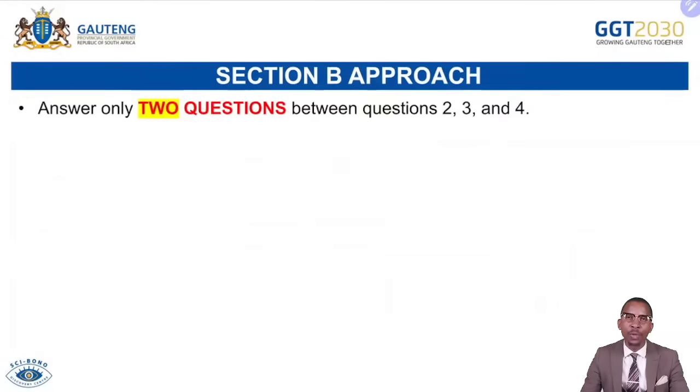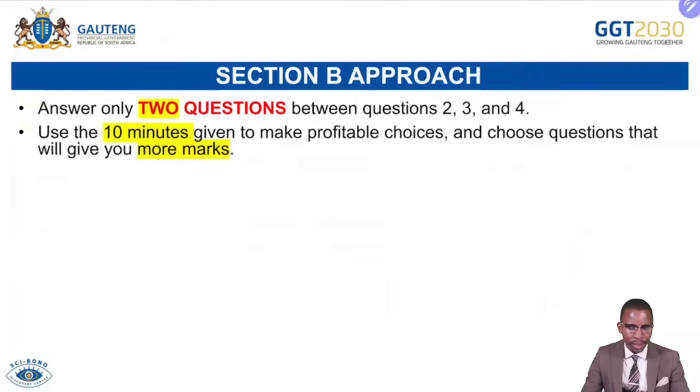Section B, approach. How can you easily approach section B? Answer 2 questions between question 2, 3, and 4. That is very important. Use the 10 minutes given time to make profitable choices, and choose questions that will give you more marks. As you are given that 10 minutes, ensure that you calculate marks that you are sure you will get between question 2, question 3, and question 4. Then you make a relevant choice that will be profitable to yourself.